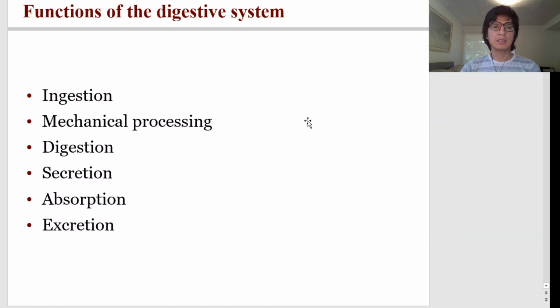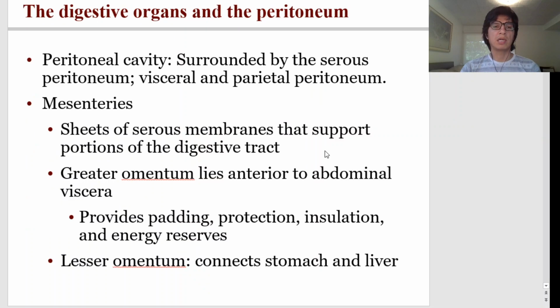These are the functions of the digestive system. You have the initial ingestion, the mechanical processing, followed by chemical digestion, and eventual secretion. Between these, we also have absorption and excretion. By secretion, we refer to the secretion of enzymes that aid in digestion and eventually break nutrients and macromolecules down to their elemental particles in order for us to digest them.